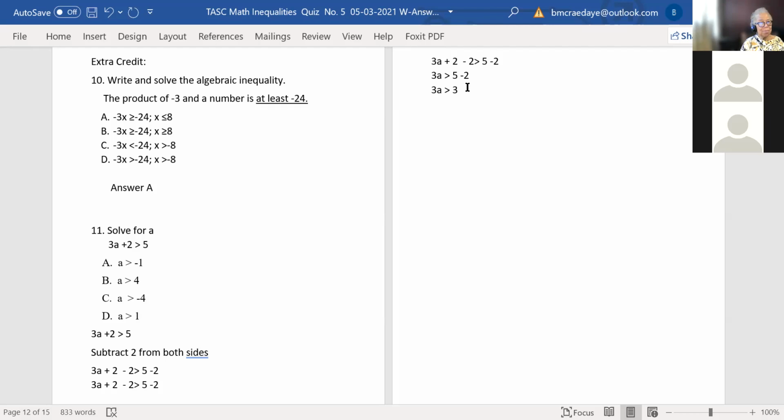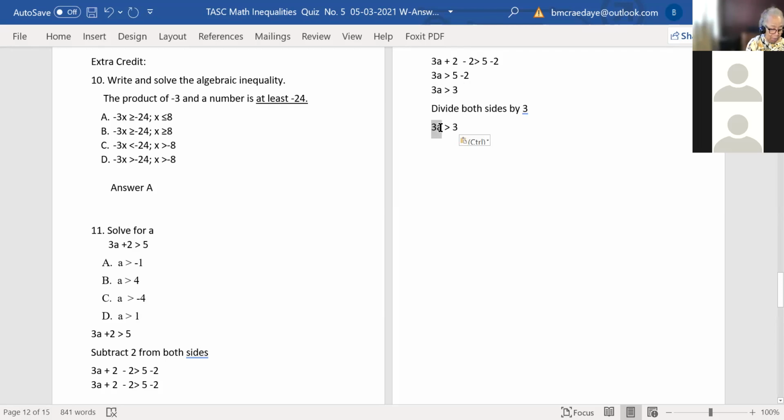This is 3A. 3A is a multiplication. That means 3 times A. What's the opposite of multiplication? Division. So what do I divide by? By 3. That's right. Excellent. Divide both sides by 3. Okay, so let's do that. Let's just copy our 3A greater than 3. And divide both sides by 3.